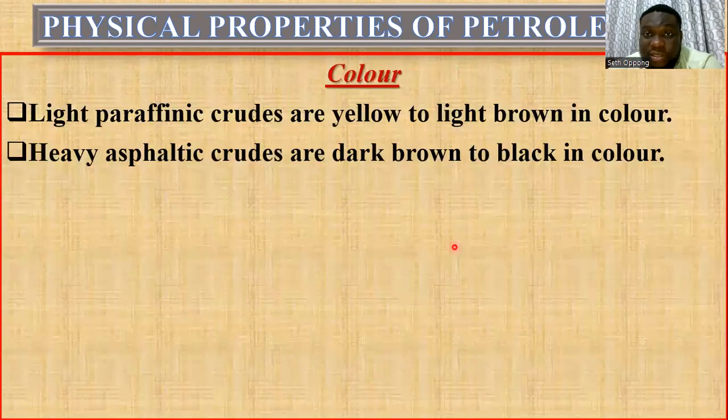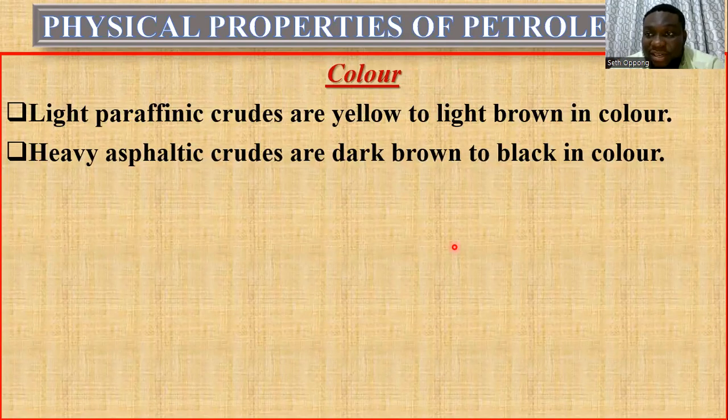The next property we'll be talking about is the color. The color is also used to identify how heavy or light your crude oil is. A crude oil which is very light will have a light brown color, and a crude oil which is very heavy will have a dark color.